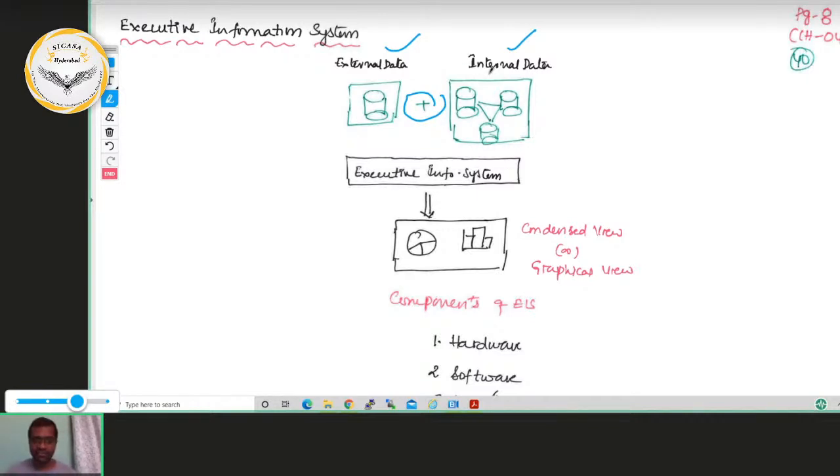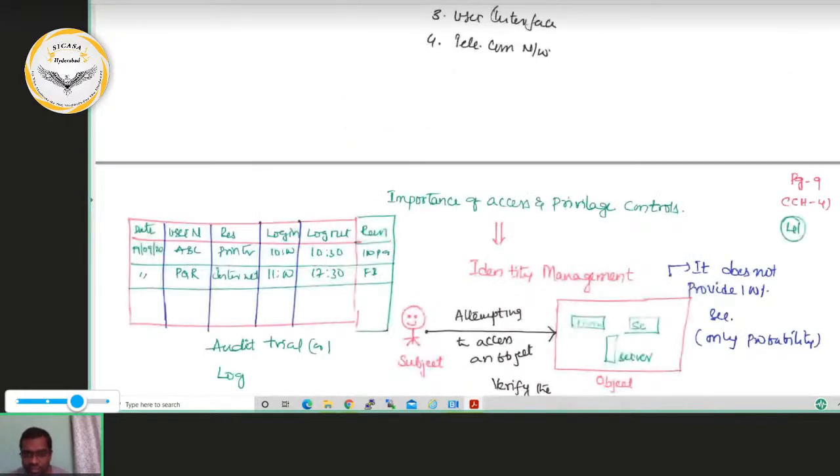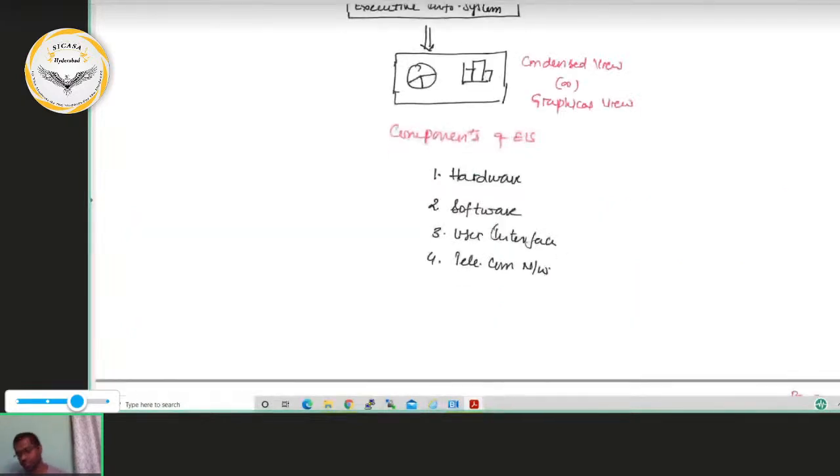It combines internal data with external data and converts this data into a condensed view or a graphical view. What do you mean by condensed view or graphical view? It converts the data into a pie diagram or a bar diagram, so that the top level management can analyze the data very easily. So this is the executive level information system, and we have 4 components: hardware, software, user interface and telecommunication networks. These are the 4 components of executive level information system.